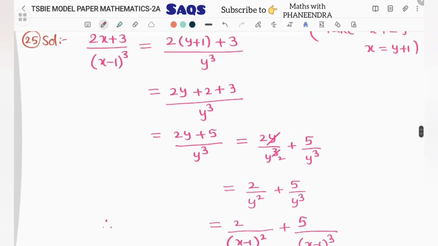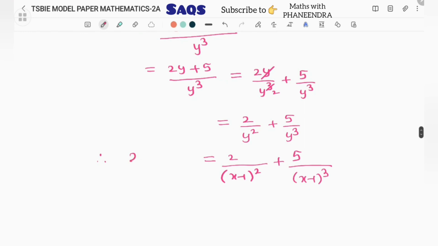Therefore 2x plus 3 by x minus 1 whole cube. I hope you understand now.